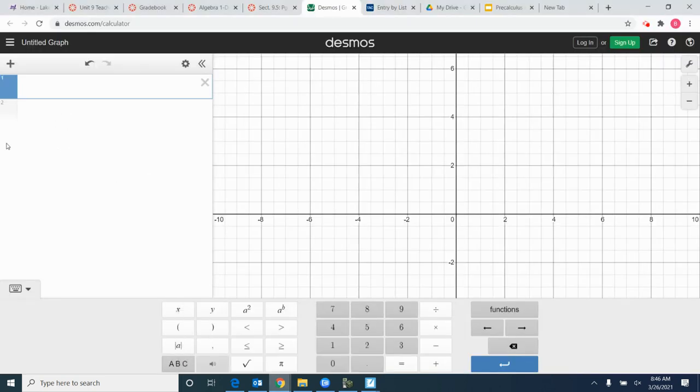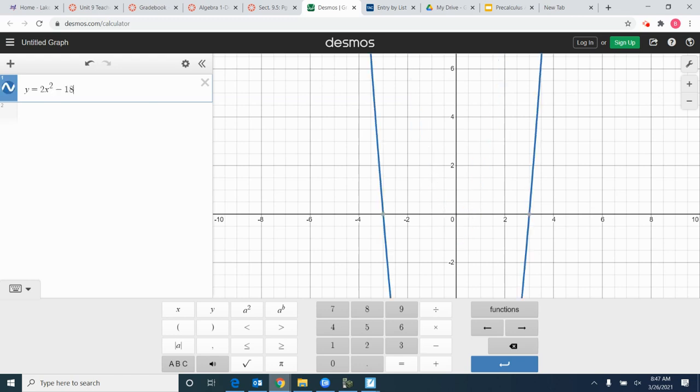And here on 1, you can either use the keyboard or you can use this. If you hit Y on the keyboard, that's fine, it'll still work. If you hit the numbers on the keyboard, it will still work. So if I do y equals 2x, now it'll start graphing. Don't worry about that. Now, I need this squared. See where it says a squared? If I just click that, it'll make it squared. And then minus 18.